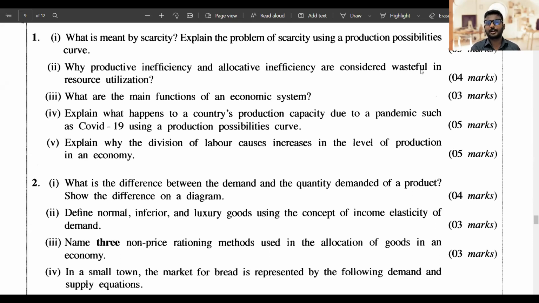So first, how would you answer this? What would your structure be for the answer? How would you show this? How do you write the answer for this? You have to show it in PPC, right? So how would you show it in the PPC?